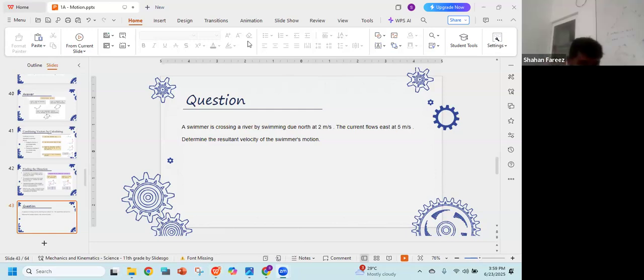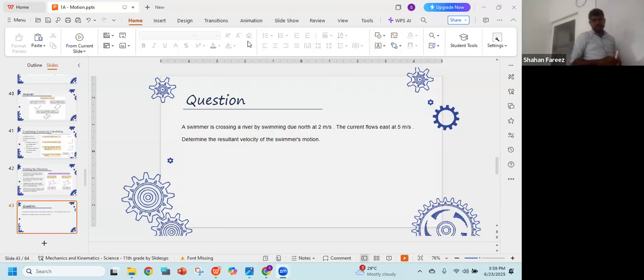What is that? The swimmer. Which way is the swimmer going? Let's look at it. Okay, it says a swimmer is crossing a river by swimming due north at 2 meters per second. Okay, so this is north, south, east, west. This is what we have.